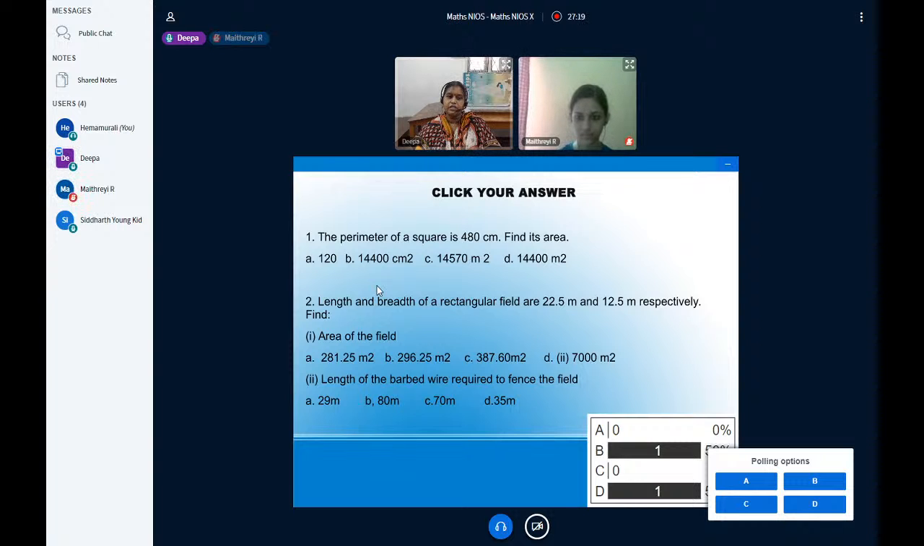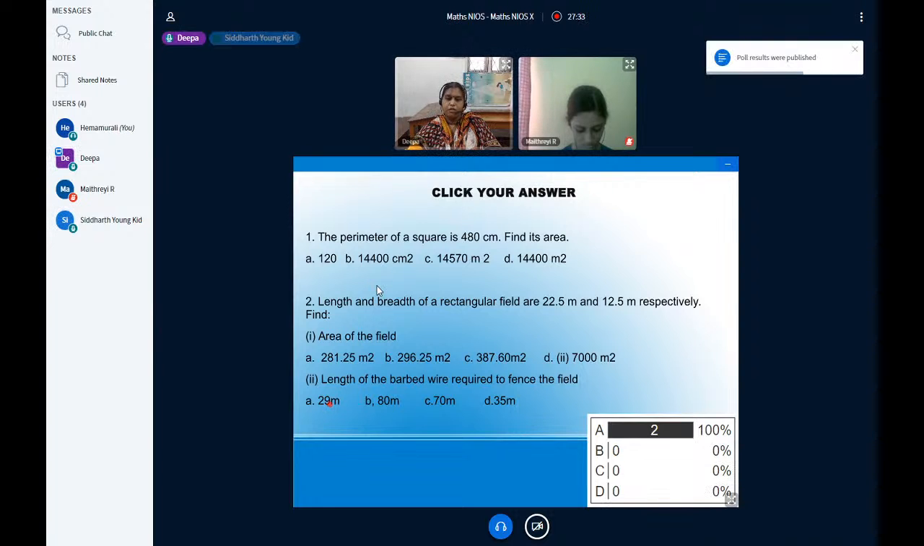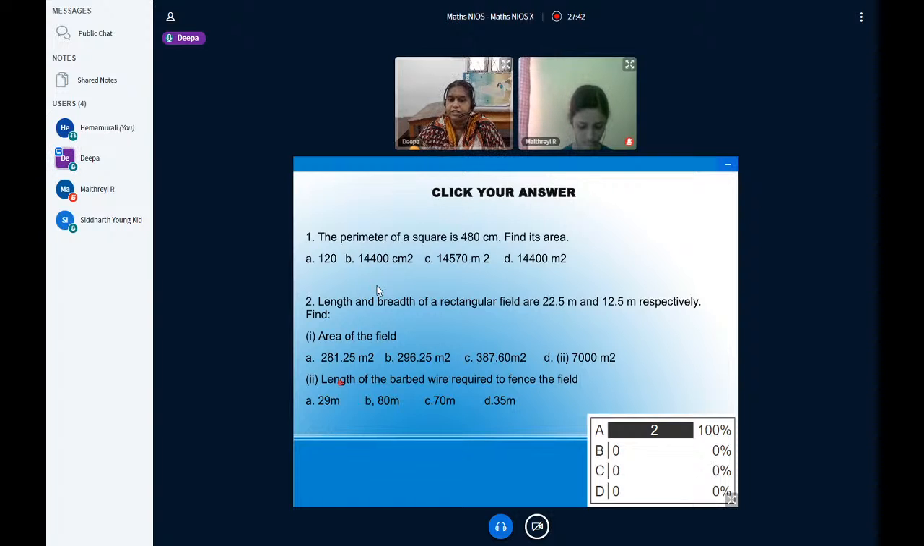Maitri has given the answer. Siddharth, your answer. Okay, answer clicked. Very good. You both are right. Now, the next question is the length of the barbed wire required to fence the field. You should find the perimeter of the rectangular field for that, right? Find it.